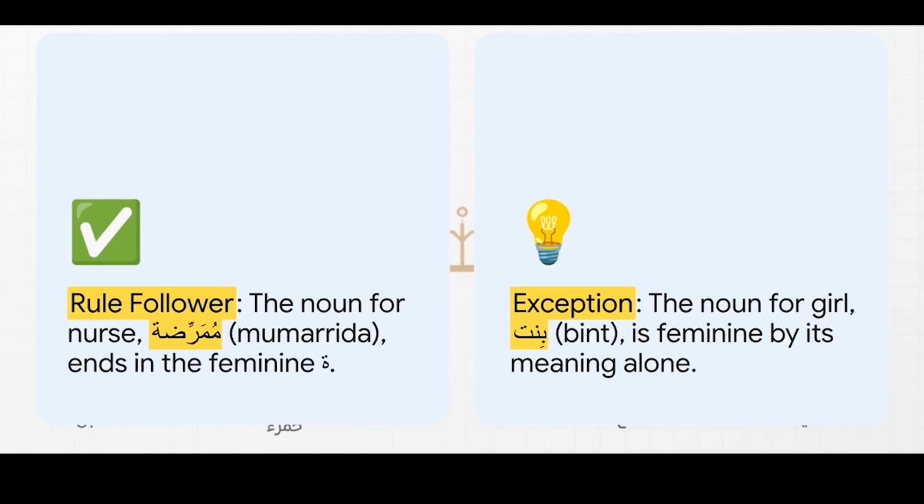This slide makes the difference crystal clear. On the left, we've got nurse, mumarrida. It follows our rule perfectly. It's got the Ta Marbuta. But then look to the right, the word for girl, bint, doesn't have it. So why is it feminine? Well, because the word itself refers to a female person. Its meaning is its gender. It's as simple as that.